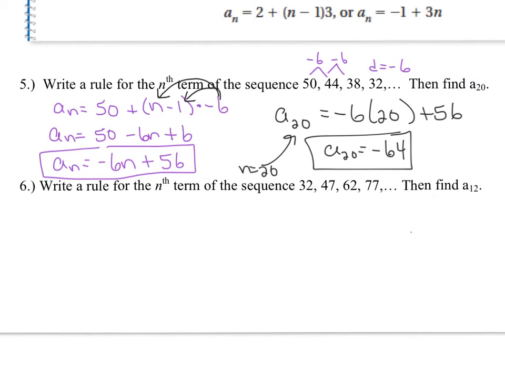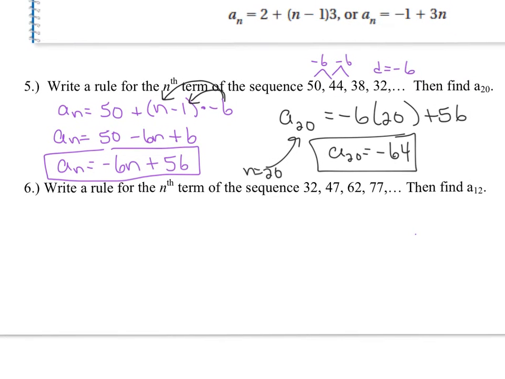So 32 to 47, that's increasing by 15. And then just double checking, from 47 to 62, that's also increasing by 15. So that means that your common difference is positive 15. So you're going to go ahead and plug in the common difference and your first term, which is 32, into the formula that you wrote up above.